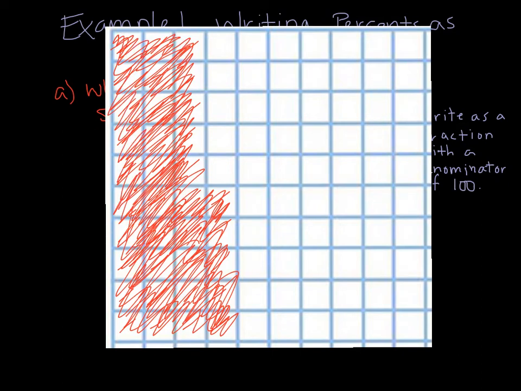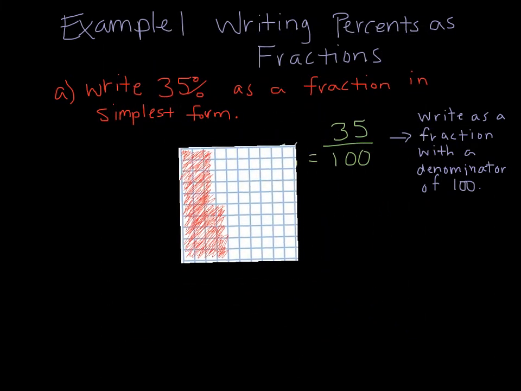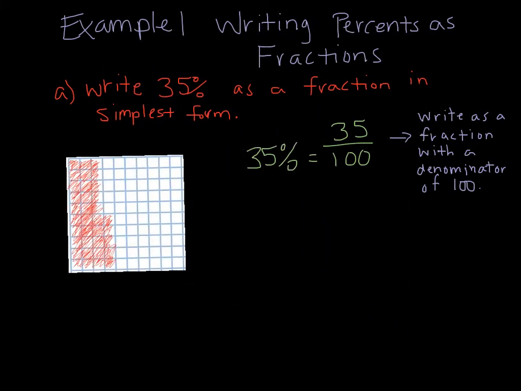Because I'm using 35%, it's 35 out of 100. That's exactly what I just represented with my graph paper. My last step is to simplify. So basically, if I'm writing 35% as a fraction in simplest form, I've got to simplify.